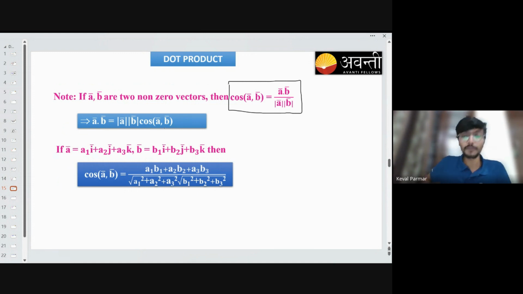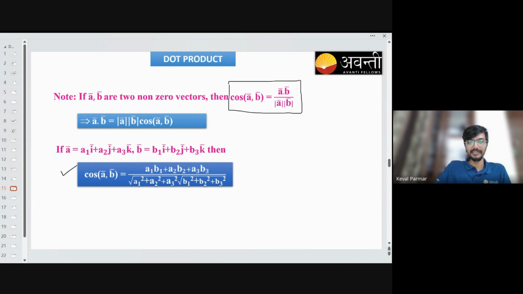Because as we saw, for the dot product we have 5 cases of angles, right? What were the 5 cases? 0 degree, acute angle, 90 degree, obtuse angle, 180 degree. So whenever we read the word angle in a sum, that means we have to find it using the dot product.